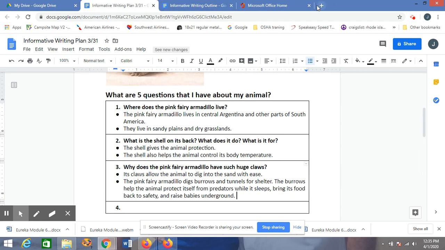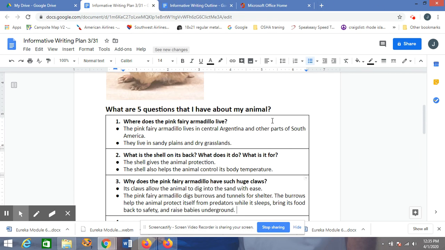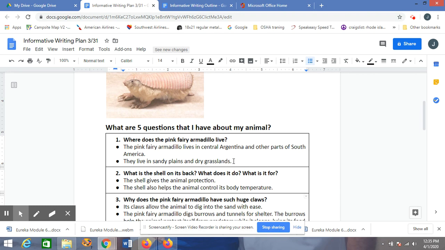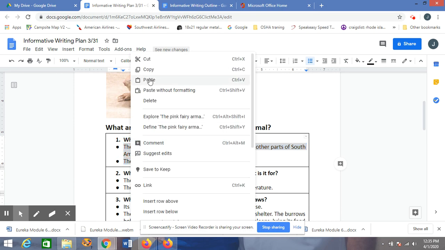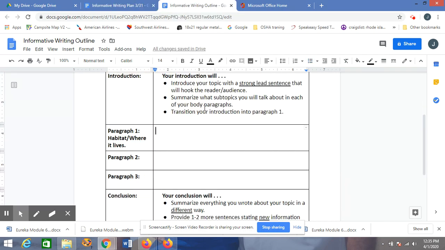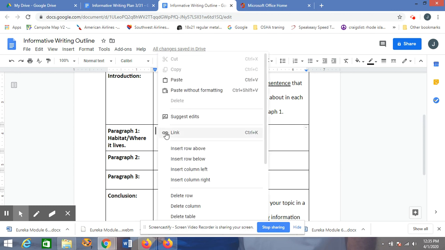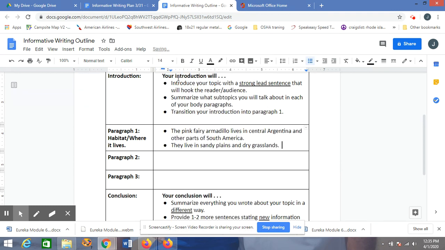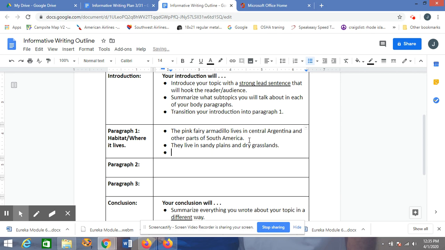Now let's go back to my writing plan. What information do I have about where it lives? Well, obviously everything in this question. The pink fairy armadillo lives in central Argentina and other parts of South America. They live in sandy plains and dry grasslands. So I'm just going to copy and paste those bullet points in here. They live in sandy plains and dry grasslands.